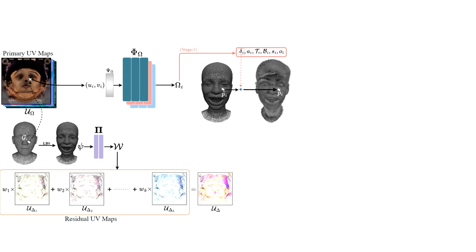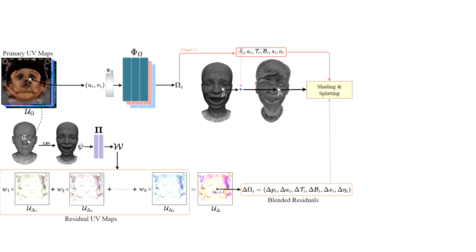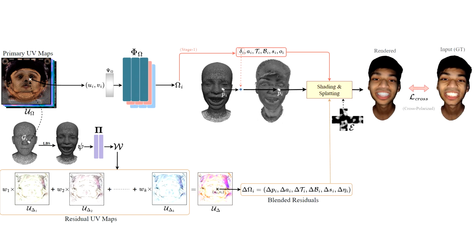For each Gaussian G_i, we query the residual attributes omega delta_i and add them to the primary attributes omega_i before shading and splatting. We also define a learnable cube map to learn the ambient lighting information of the environment during the shading. The shaded and rendered image is then compared with the ground truth cross-polarized input image, and the loss is computed for gradient flow, updating all the learnable parameters all the way back to the primary and residual UV maps.